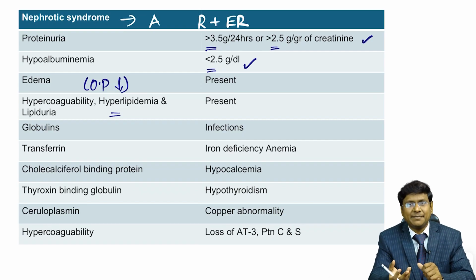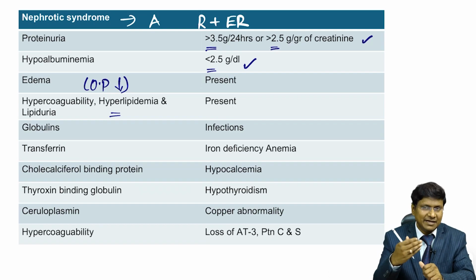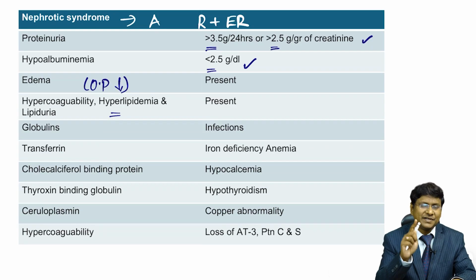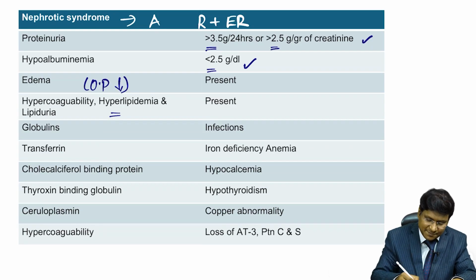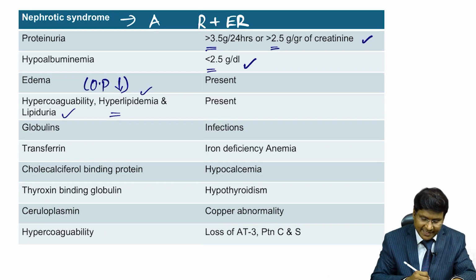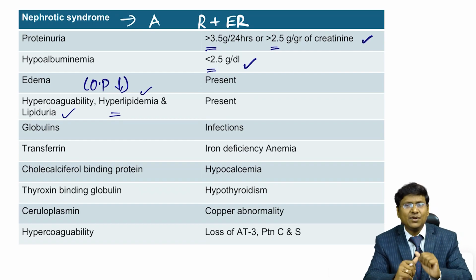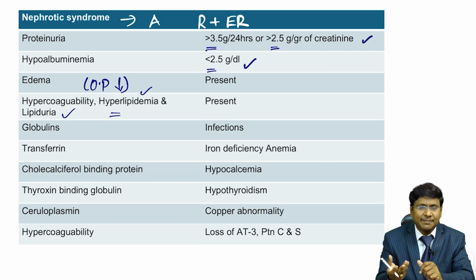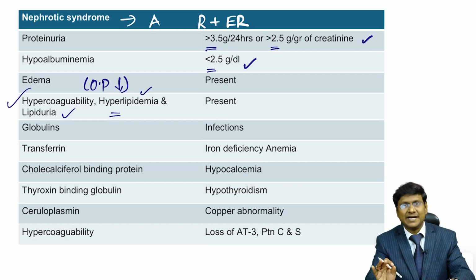So the liver's synthetic capacity for proteins increases, but when the liver is synthesizing albumin, it will also synthesize lipoproteins, and because of the increase in synthesis of lipoproteins, these patients will have hyperlipidemia as well as lipiduria. And the liver will not only synthesize lipoproteins, it will also synthesize coagulation factors. There is increased synthetic capacity of the liver, and that will result in hypercoagulability.